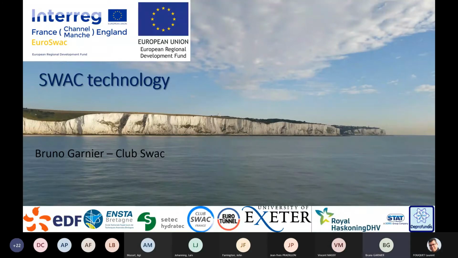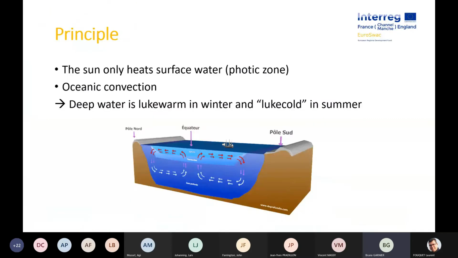So, hello everybody. I'm going to tell you about the SWAC technology. So the principle is that the sun only heats the surface water, which is called the photic zone. So the heat that is transferred to the deep water is transferred either by convection or conduction.